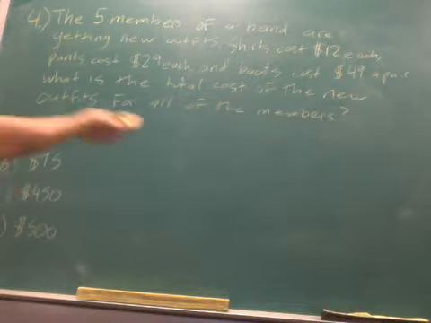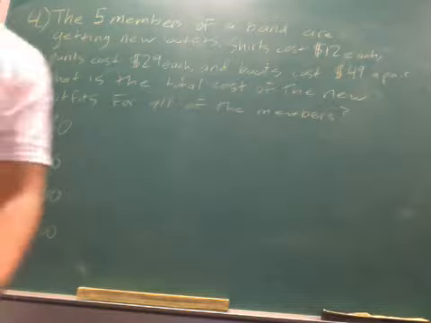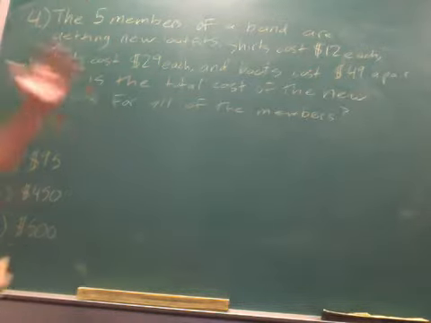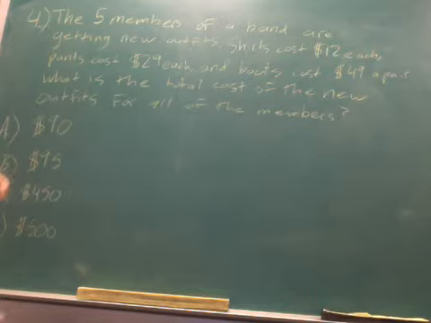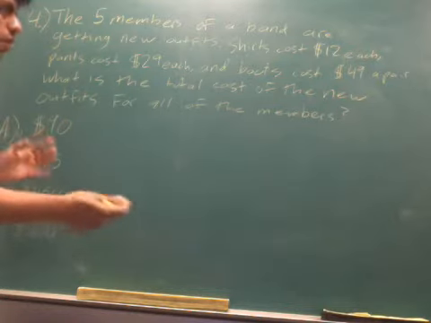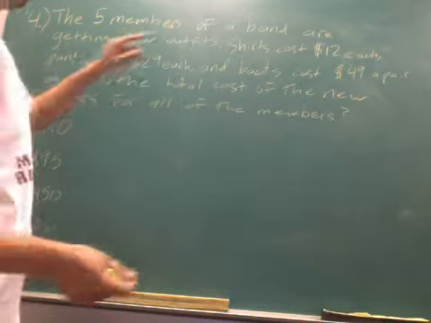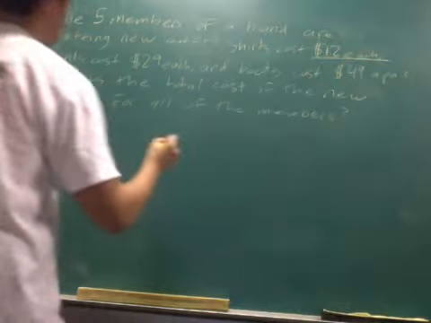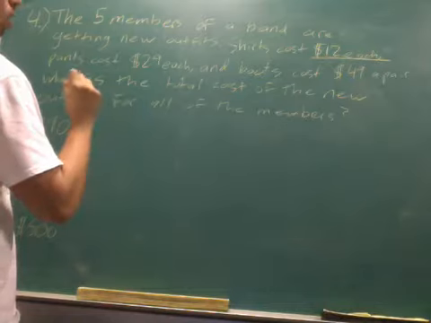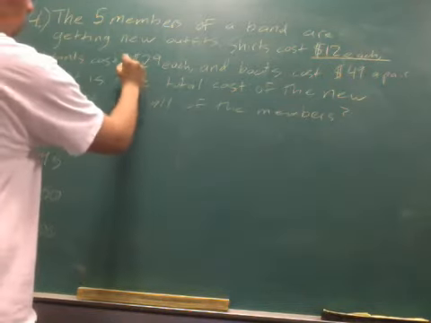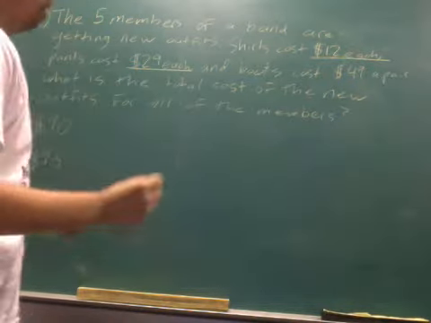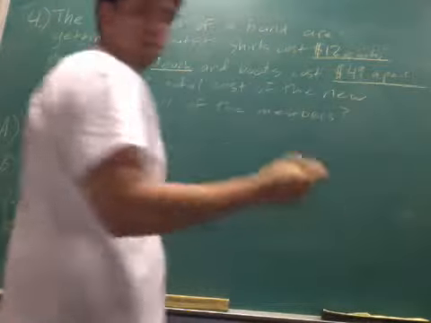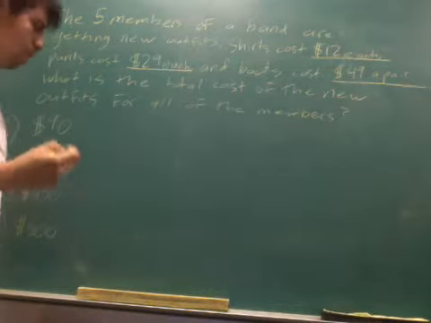So how much is it going to cost for the 5 members, like in total, to purchase this outfit that they need? Okay? There's 5 members. Each one needs a shirt that costs $12. Each one needs a pair of pants that cost $29. And each of them needs a pair of boots that costs $49.